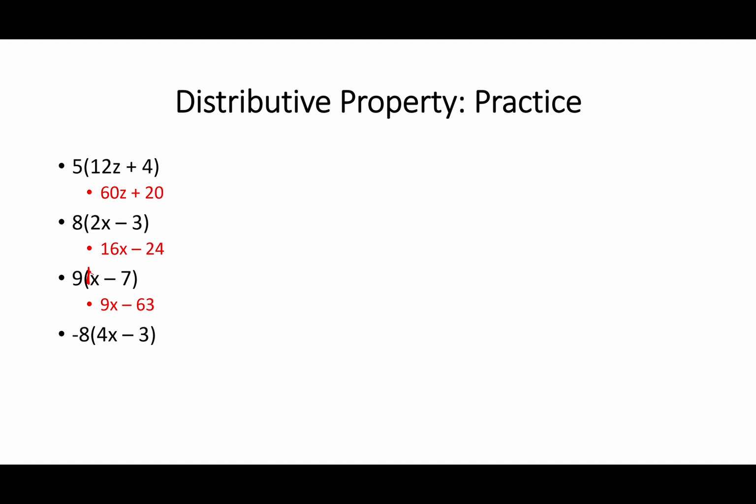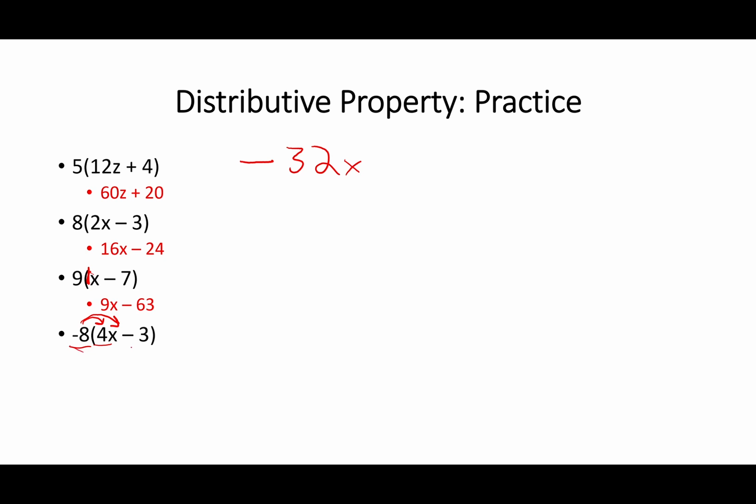Remember, the distributive property is multiplication. You're taking the negative 8 times 4 and then negative 8 times negative 3, right? You need to remember your rules for multiplying negative numbers. You are multiplying negative 8 times 4. That will be negative 32. Don't forget that x.